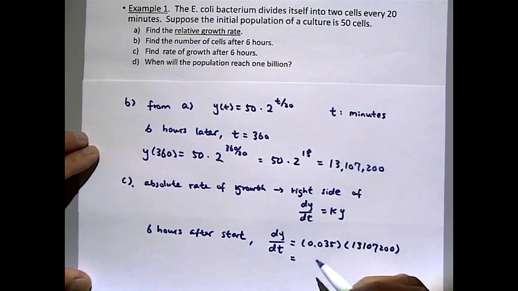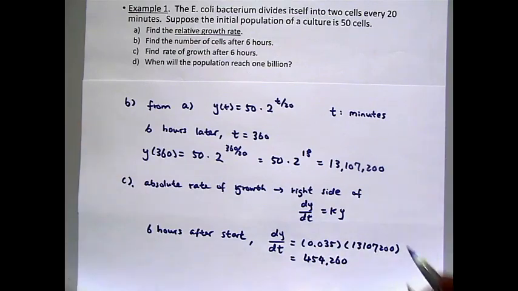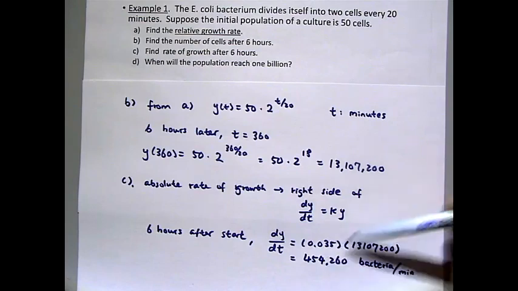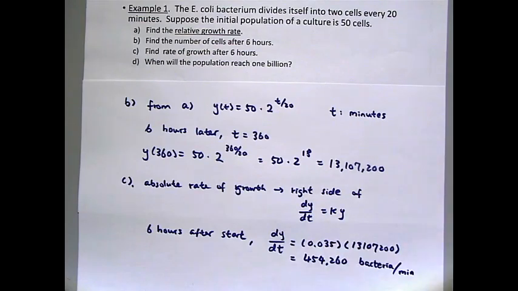This turns out to be, again, rounding to the nearest whole number, 454,260. And the units would be bacteria per minute. Every minute you wait at that instant gives you about 500,000 more at that present time. It maintains at 3.5%, but because this number keeps getting bigger, this number will also be getting bigger as time goes on.